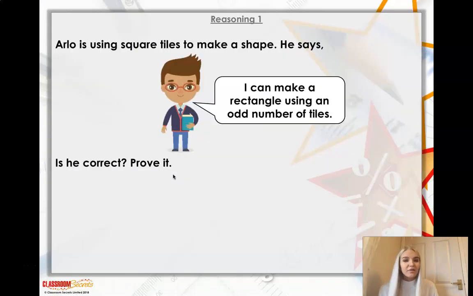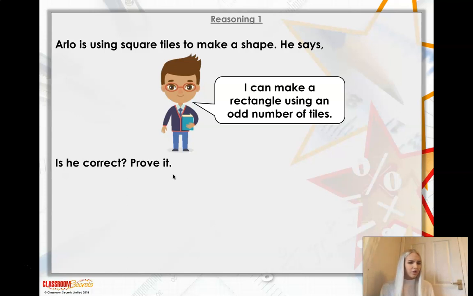Okay, so we have got some reasoning and problem solving questions to finish off today's lesson. Arlo is using square tiles to make a shape, and he says, I can make a rectangle using an odd number of tiles. Is he correct? And prove it. So we need to make a rectangle using an odd number of tiles, so an odd number of squares. Remind me, tell me some odd numbers, shout them at the screen. I can hear 1, 3, 7, 9, super.